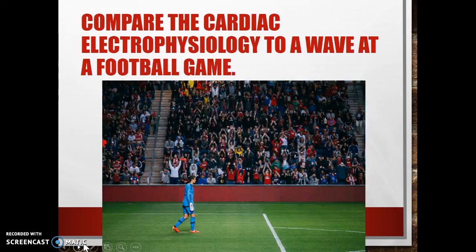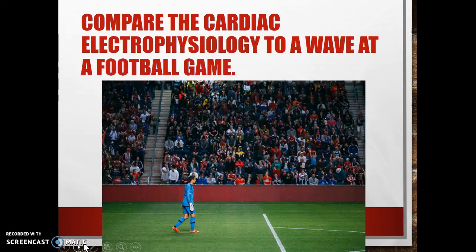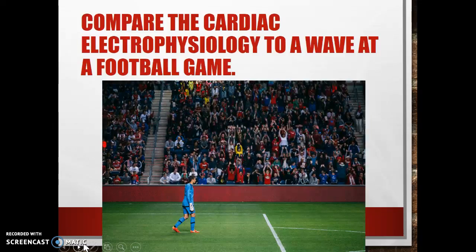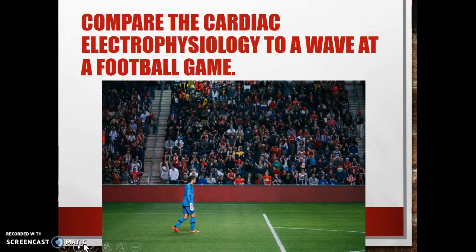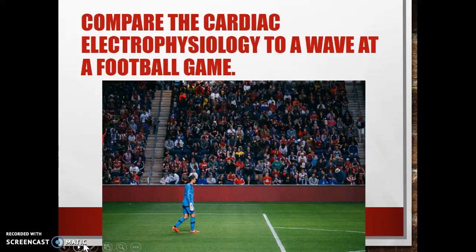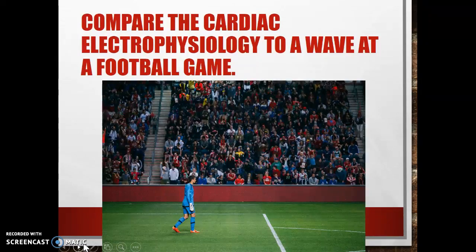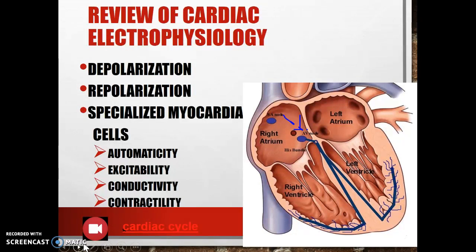When we talk about the cardiac rhythm, we're talking about an electrical wave, and it's like a wave at a football game. As you can see here, it starts at one side and goes right to the other side, and there is a rhythm to it. You can take that and apply it to this heart here, and you can see that the impulse starts in the SA node, travels down, and ends up in the ventricles. For this, I want you to understand depolarization and repolarization.